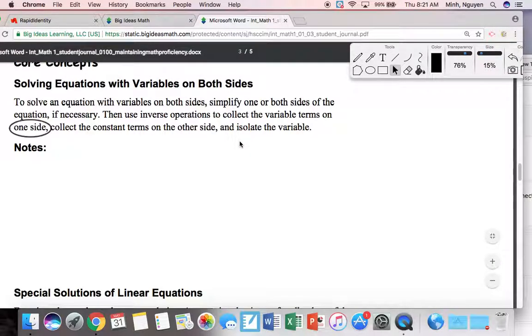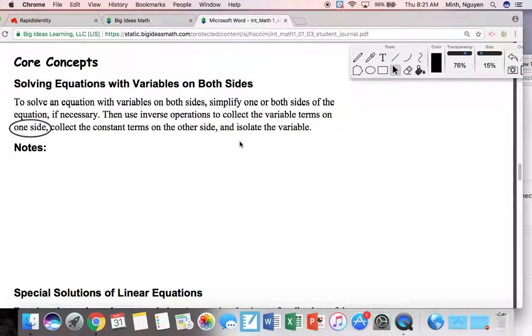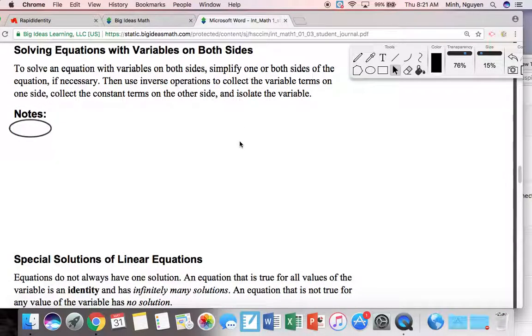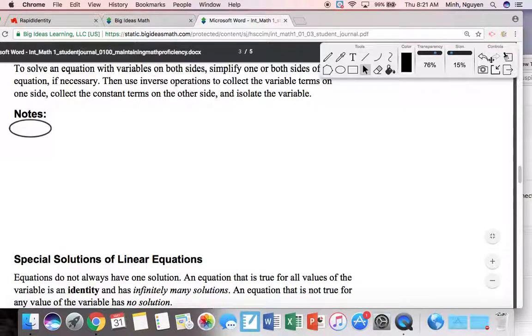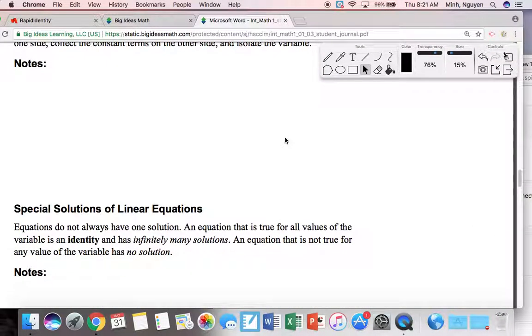Collect the constant terms on the other side. Constant terms just means the rest of the numbers that don't have a variable. And isolate the variable. So make sure it's on the left or the right side. It doesn't matter which, as long as it's by itself.